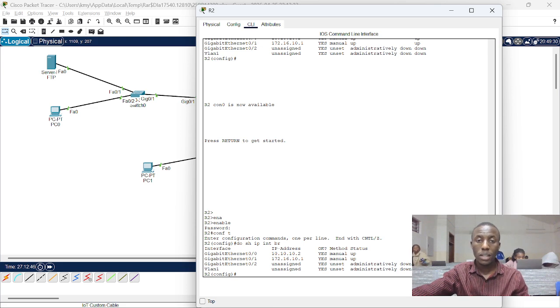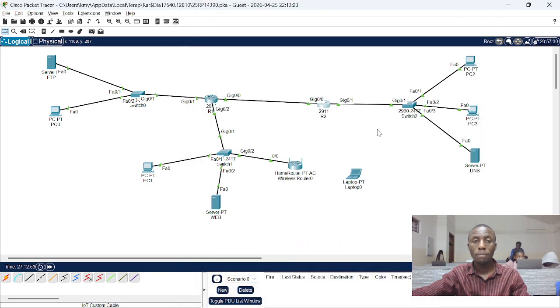So these: 10.10.10.2 is for port 1, and this second IP address is for the second port. So this means that the devices connected to these ports have different gateways. Each has a different gateway.